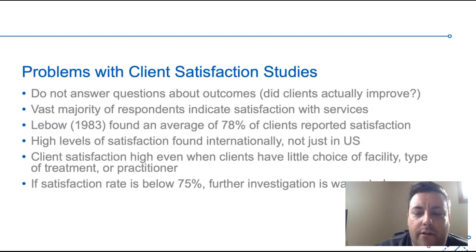However, their problems are significant as well, and I hinted at the big problem with client satisfaction studies: client satisfaction studies are not the same as outcome studies. So they're not the same as a summative evaluation. They don't actually tell us if a person changed. In fact, it's pretty typical that client satisfaction studies find good things. They find that clients are satisfied with their services. That's true internationally. That's been true since Lebow did his study in 1983.